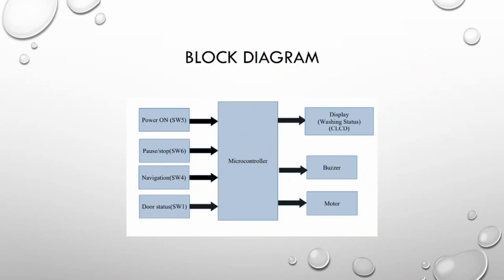And this is the block diagram of our project. In this, we use switch 5 for turning on the screen, switch 6 to either pause or stop, switch 4 for navigation, and switch 1 to check the door status. On the CLCD, we will see the display of the washing status, and when the operation is running, we will find the fan is rotating. After the operation is completed, the buzzer is activated, which incorporates a realistic approach. And here will be the project demo.